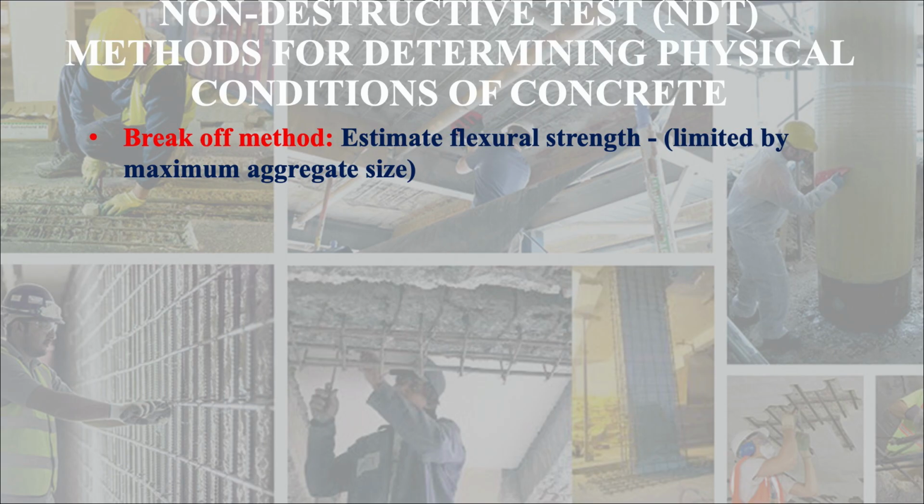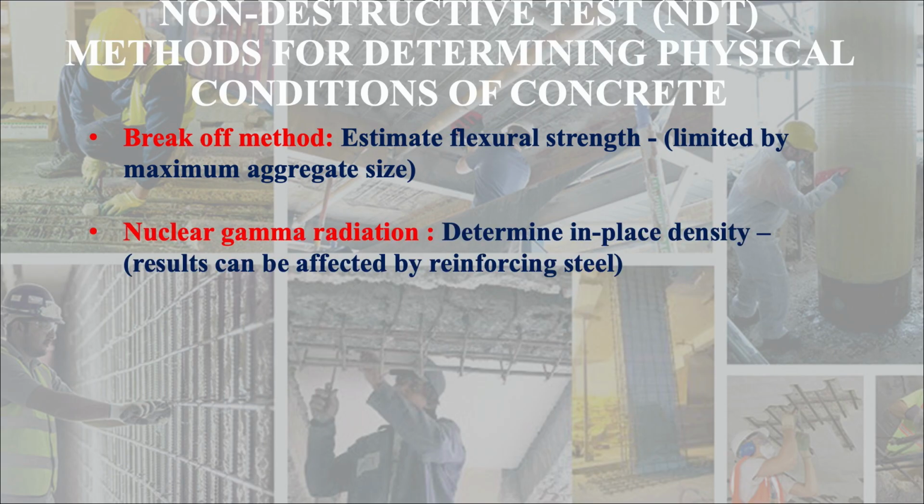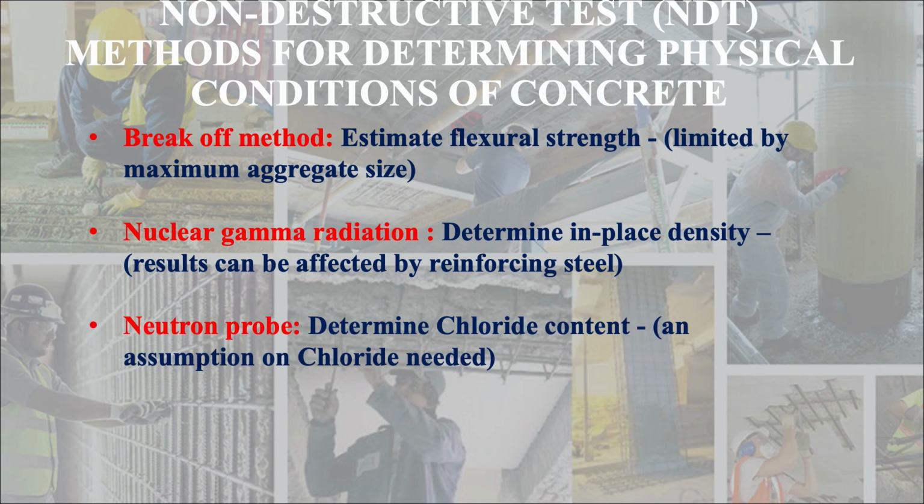Then the break-off method estimates flexural strength, but is limited by maximum aggregate size. Nuclear gamma radiation determines in-place density, but results can be affected by reinforcing steel. Another one is the neutron probe. With the help of this test you can determine the chloride content and an assumption on the chloride needed. Pull-off testing: using this test you can estimate the compressive strength of the concrete.